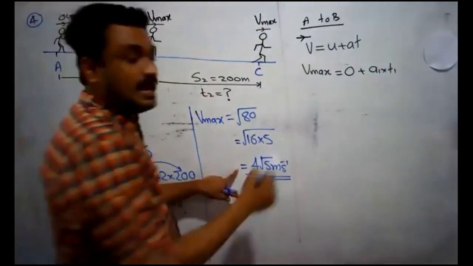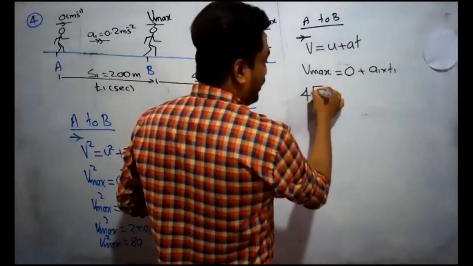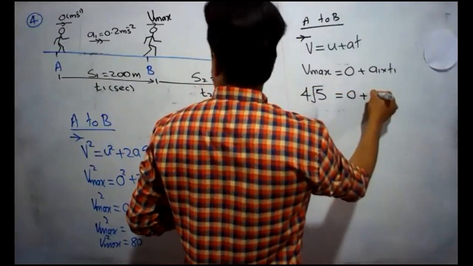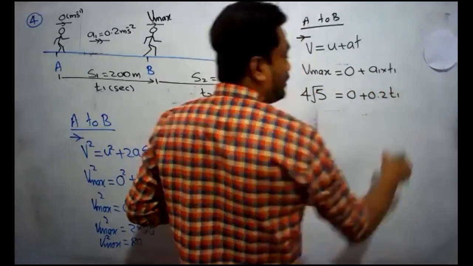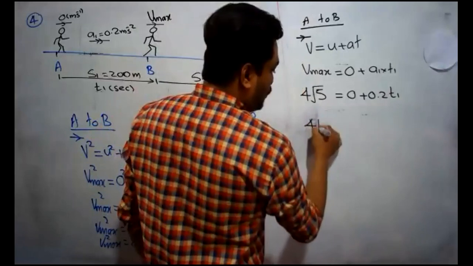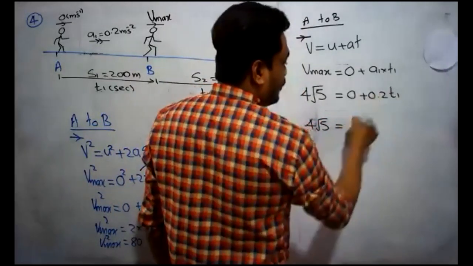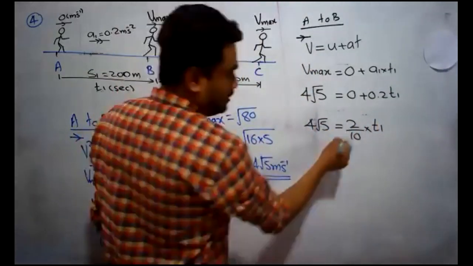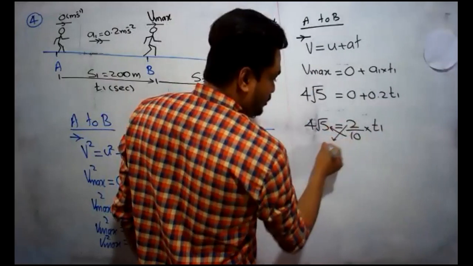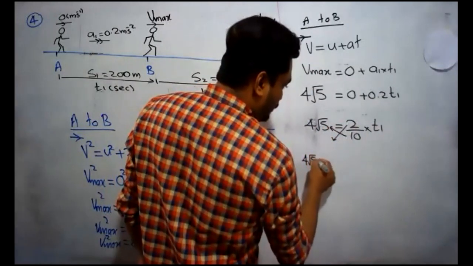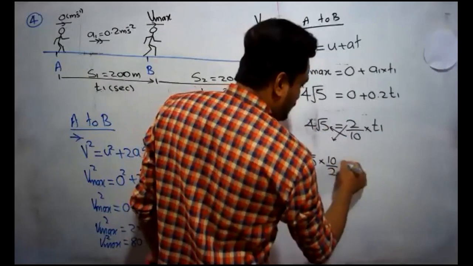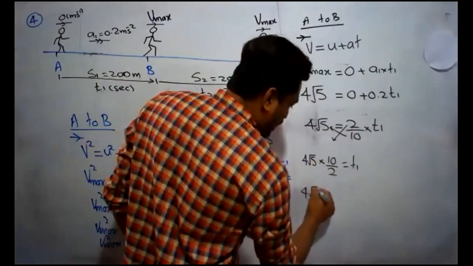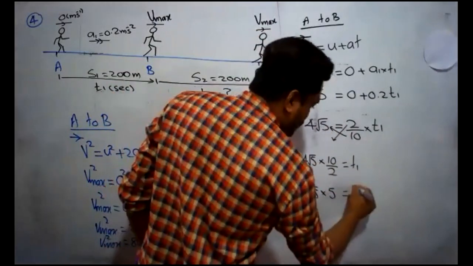We have found that v max is 4 root 5. a1 is 0.2. t1 is the thing that we want to find. So 4 root 5 equals 0.2, which can be written as 2 by 10, times t1. 10 can be taken this side, 2 can be taken this side. 4 root 5 into 10 divided by 2 equals t1. 10 divided by 2 is 5.